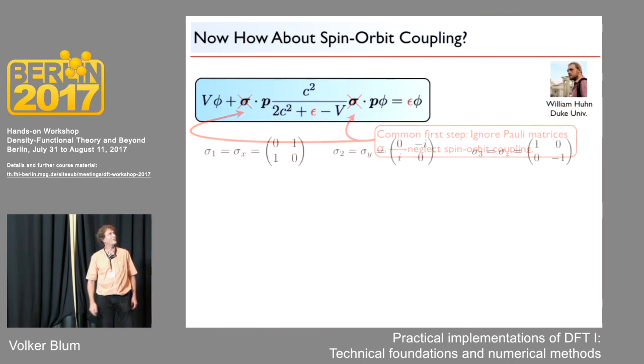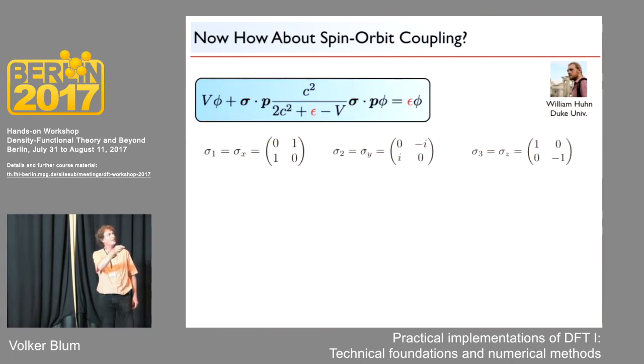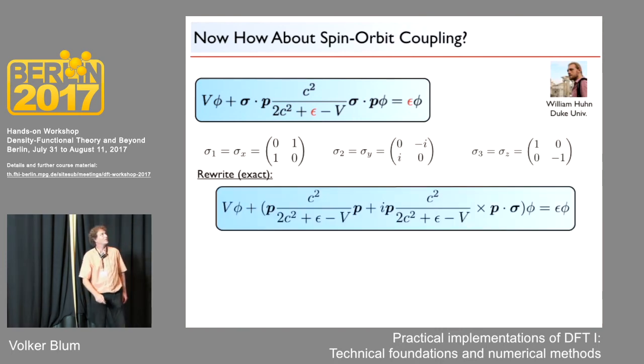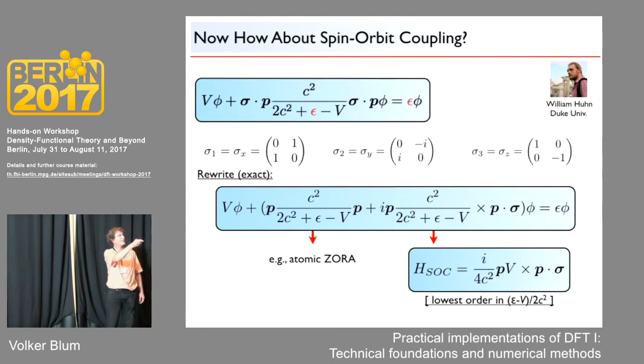So the longer version would have been to look at these Pauli matrices here in detail. Will Hoon in our group at Duke did this. Bring spin-orbit coupling back into the game. But then you have to couple the two channels, really, of this large component explicitly in the relativistic equation. Once you do this, you notice that you have a scalar relativistic term over here, which I talked about before, after rewriting this a little bit, that you can treat, for instance, with atomic ZORA. This term here you could treat with different methods.